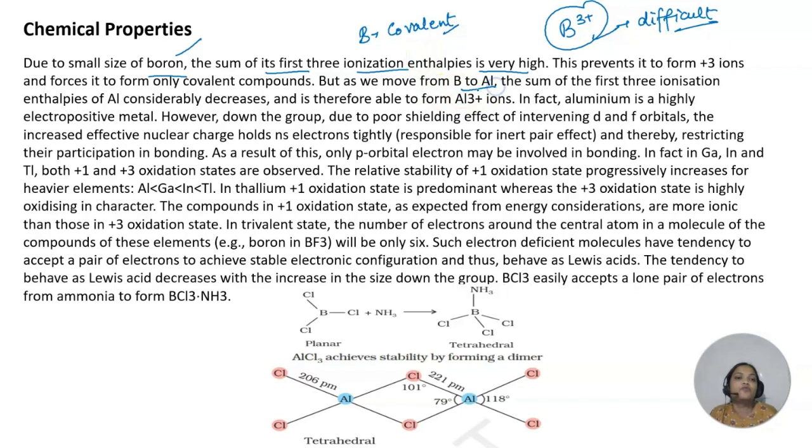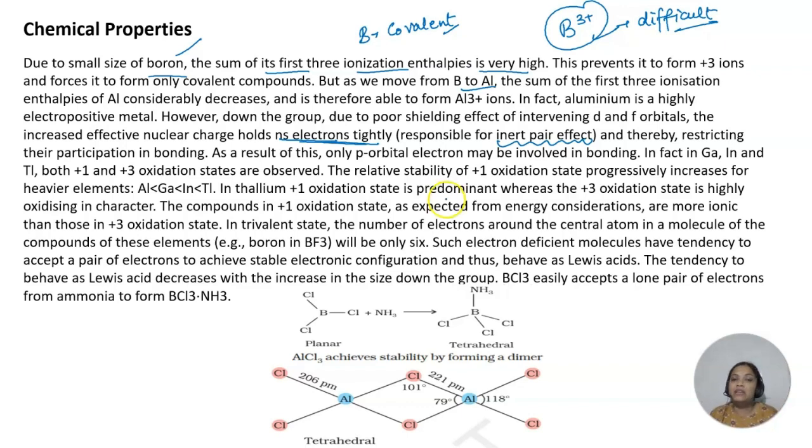But when you move from boron to aluminium, ionization enthalpies decrease. So aluminium can form Al3+ ions, and it is a highly electropositive metal. Now when moving further downwards, because of the poor shielding effect of d and f electrons, nuclear charge increases, and it holds the ns electrons tightly. What I told you, that s electrons do not participate in bonding, we call the inert pair effect. That is happening in the heavier elements.